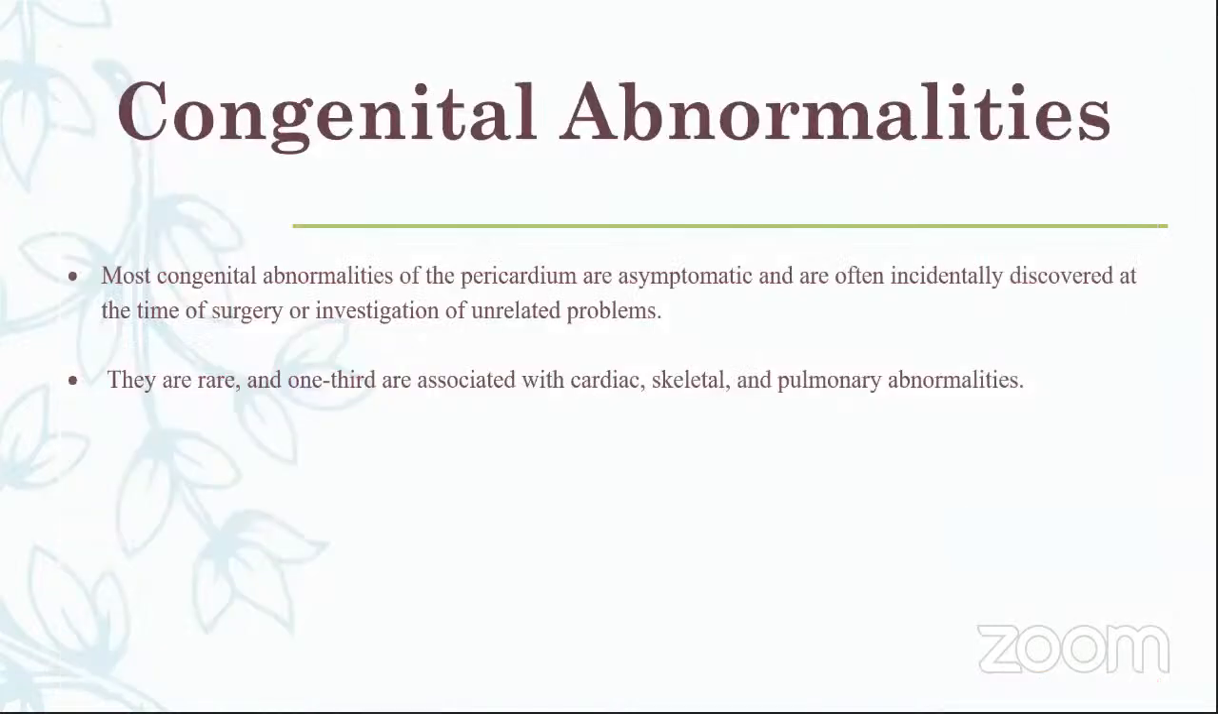We finished the first objective. Now I will talk about some of the congenital and acquired abnormalities. The congenital abnormalities of the pericardium are asymptomatic and are often incidentally discovered at the time of surgery or investigation of unrelated problems. They are rare, and one-third are associated with cardiac, skeletal, and pulmonary abnormalities.